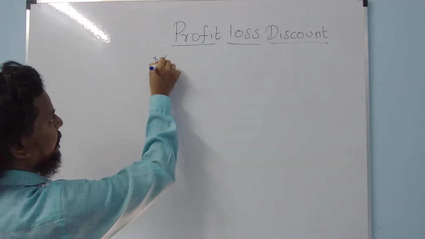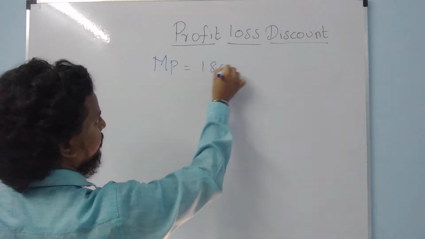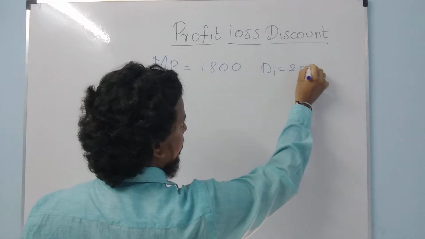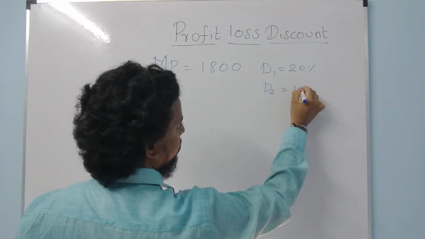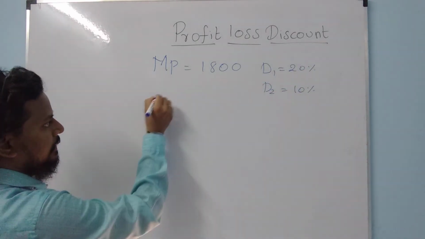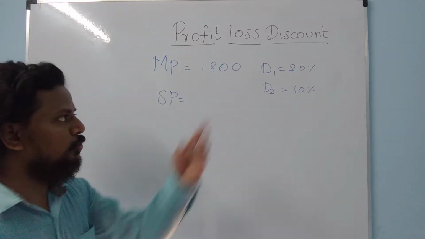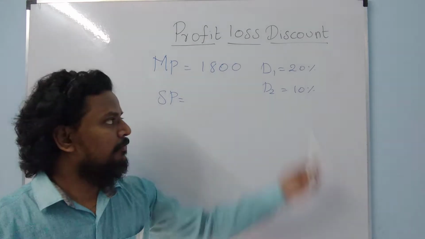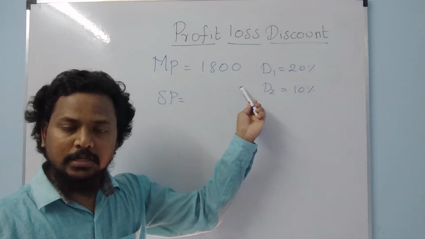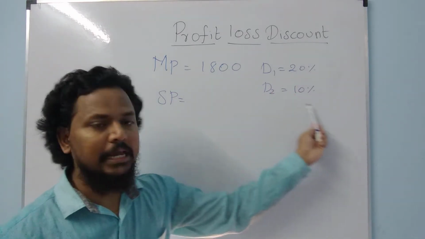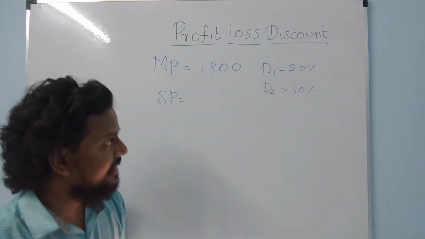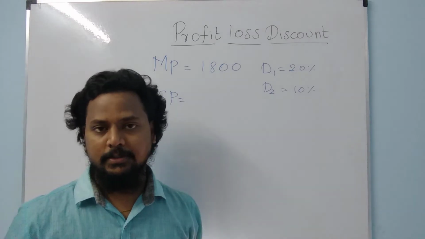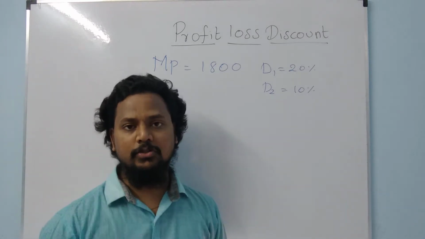Let's assume the mark price is 1800 and discount 1 is 20%, discount 2 is 10%. Find the selling price after 2 successive discounts. What does successive discount mean? First 20% will be reduced from this. From the reduced value, 10% will be reduced. But it is not necessary that this should be first and this second. You can change the order. It does not matter. You can change the order as you wish.